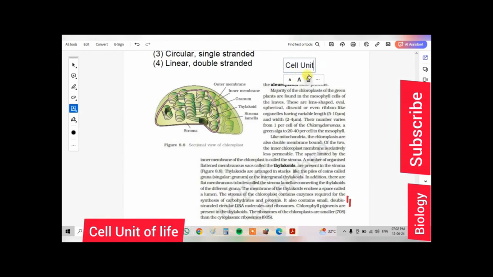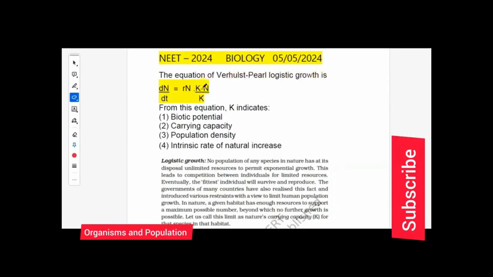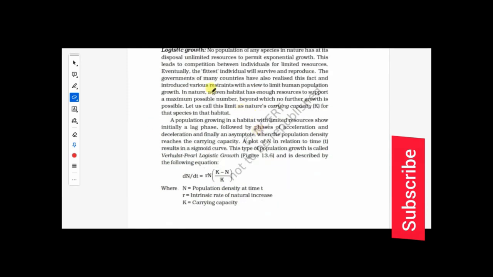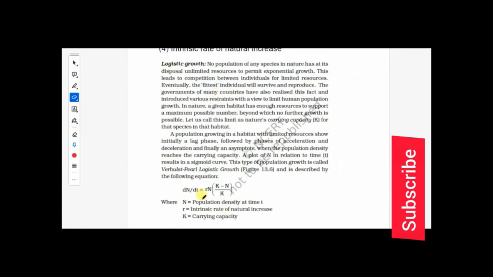The equation of Verhulst and Pearl's logistic growth is dN/dt = rN (K - N)/K. From the equation, K indicates, and it is option 2, carrying capacity, is the answer. You can see the logistic growth topic from the NCERT, from the chapter known as organisms and populations.